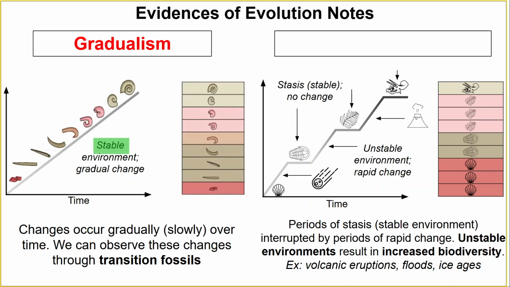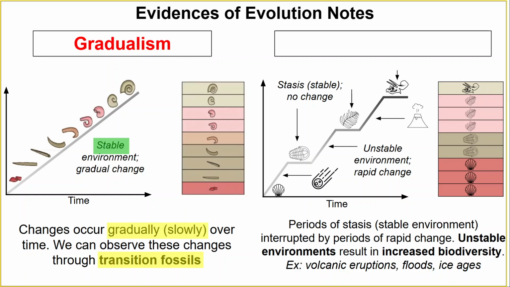This happens when there's a stable environment. So when you have a stable environment, where our environment was good for that creature, that is where gradualism happens. These changes occur slowly and gradually. That's where gradual comes from, over a long period of time.